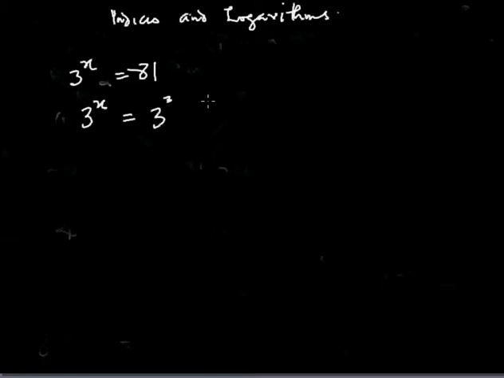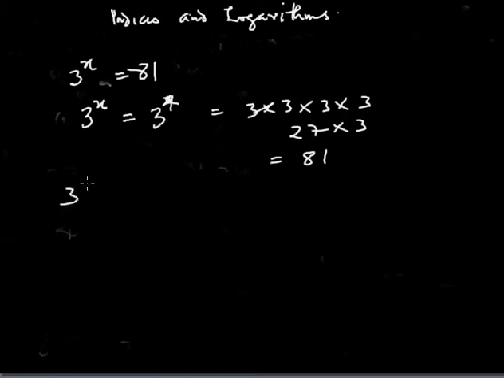But if you say raised to power 4, you say 3 times 3 times 3 times 3. This is 27 times 3, which is 81. So we can now say 3 raised to power x is equal to 3 raised to power 4. Cancel out the bases, and we have x is equal to 4.